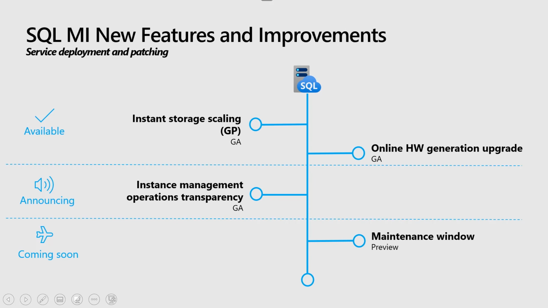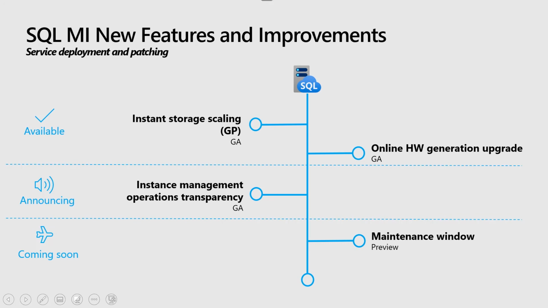Okay, what about service deployment and patching aspects? So it might be critical for integration with your CI and CD pipelines. So we did a couple of things over the last year here. We enabled instant storage scaling for the general purpose service tier without any downtime or failover. Also, online hardware generation upgrade is now possible.